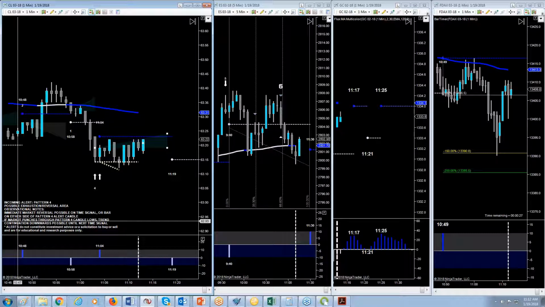So as per the candle pattern 4, it's saying, look, the market could possibly reverse.